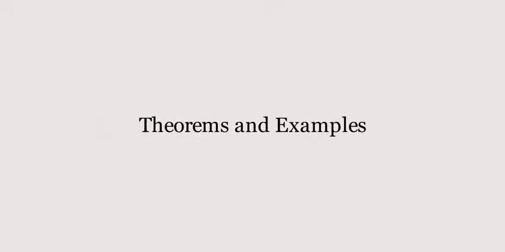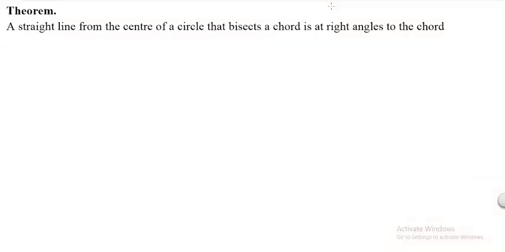Let's move on to the theorems of the circle. The first theorem on our hands tells us that a straight line from the center of a circle that bisects a chord is at right angles to the chord.